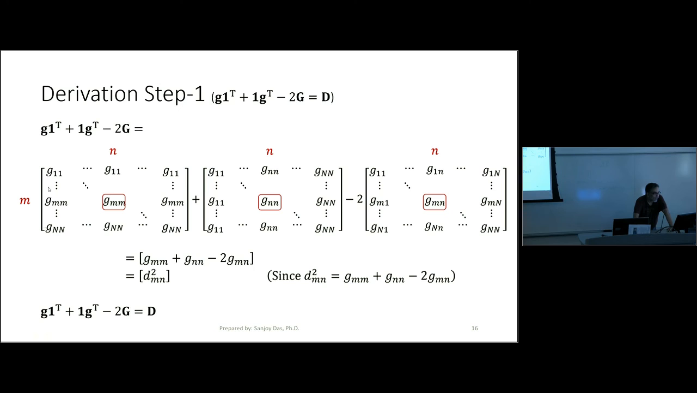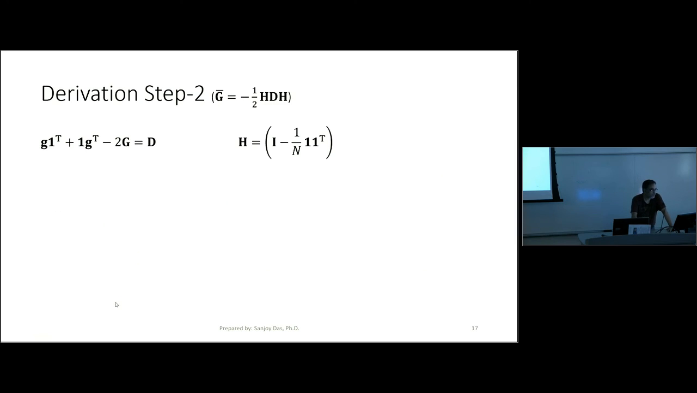Therefore, this is G1 transpose, this is 1G transpose, this is negative 2 uppercase G. I get this expression. Okay, so this expression I just proved. Now, I don't have to write it down because it's in the next slide. Now we will use this expression to prove the main thing that I want to prove.